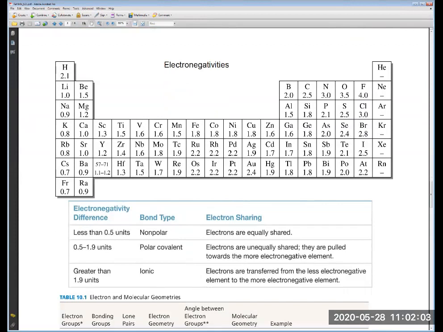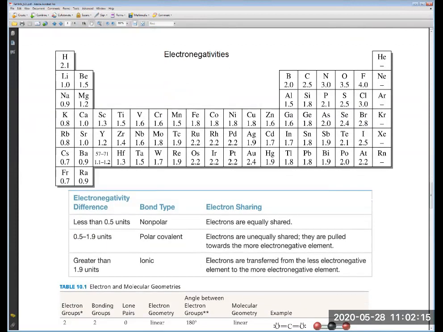Electronegativity difference between C and H: 2.5 minus 2.1 is 0.4. And this is considered nonpolar according to the middle table here. And C and I, because there is no IH bond, it's only C bonded to iodine: 2.5 minus 2.5, it's a difference of 0, so it's nonpolar.